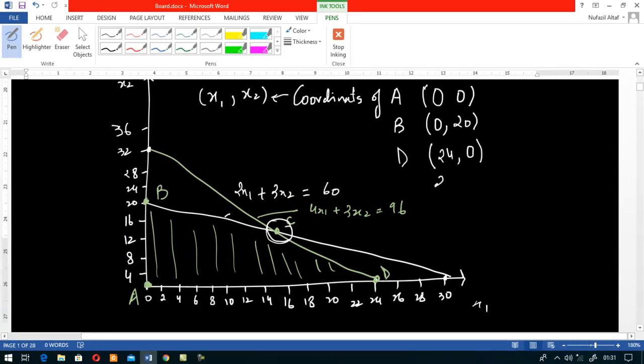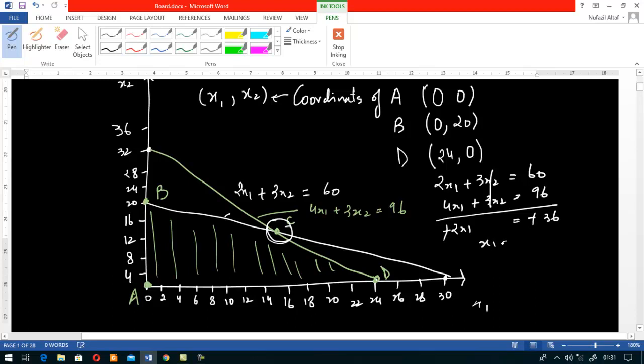So equation 1 is 2x1 plus 3x2 equal to 60, and this is 4x1 plus 3x2 equal to 96. So I am going to cancel 3x2. So this is going to be minus 2x1 equal to minus 36. So x1 is going to be 36 by 2, which is equal to 18. So I can plug in 18 over here.